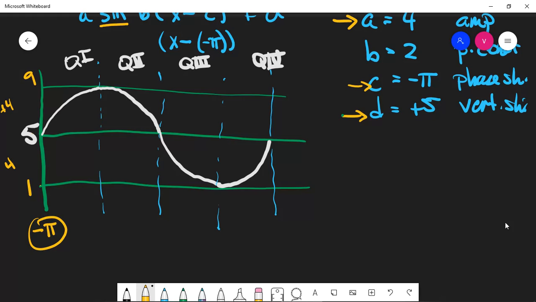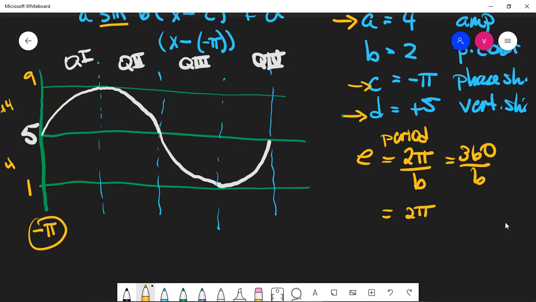Okay. So you have a period, which is E. Period, which is the same, 360 is the same as 2 pi over b, or 360 over b. Okay, we're using radians now, so we're going to stick with radians. So it would be 2 pi over 2. B is 2. Okay, I'm just substituting in for b. So 2 pi divided by 2 would equal pi.